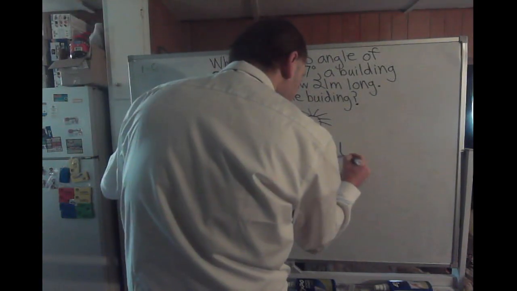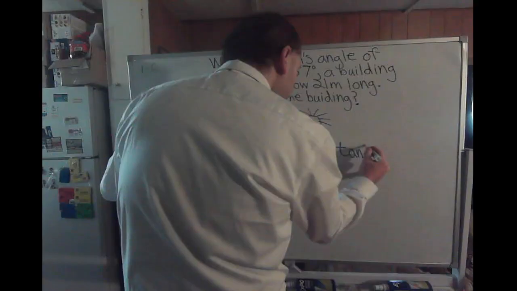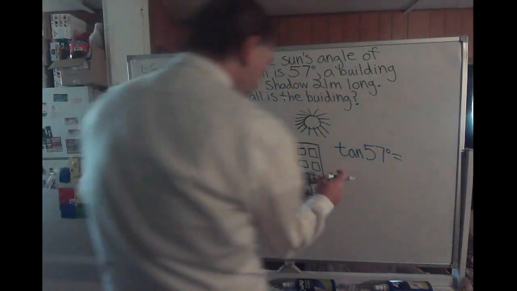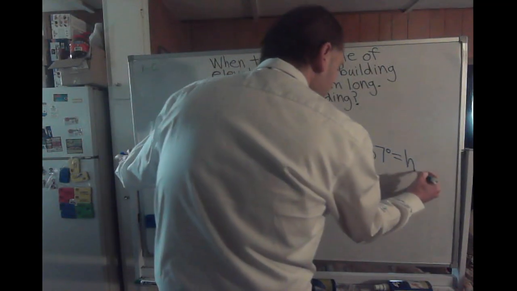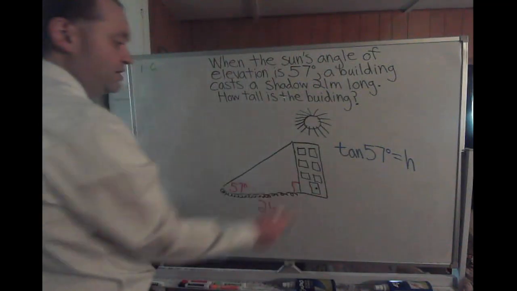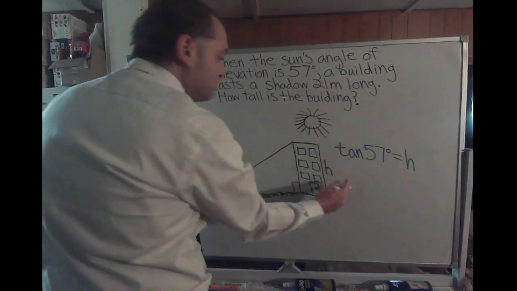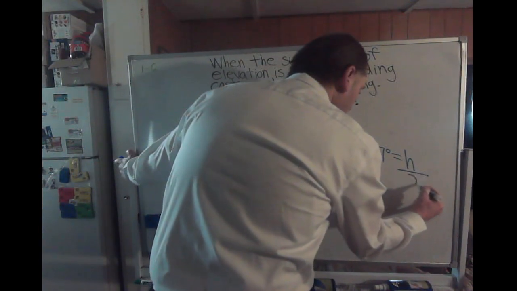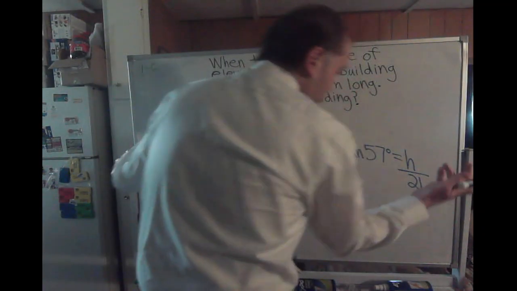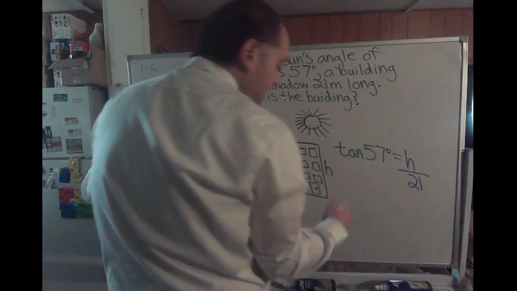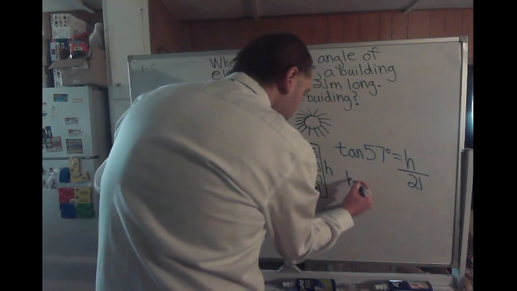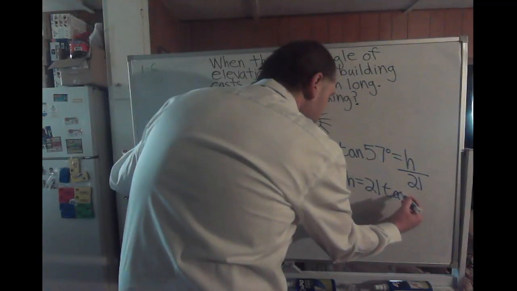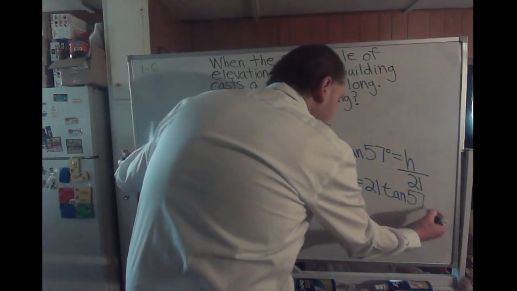So you're going to set this up as the tangent of 57 degrees is equal to, we'll say the height, which would be h. We'll call the h here the height. In fact, I'll even put an h next to the building because we're trying to find the height of the building. It'd be h over 21. It'd really be 21 meters, but the answer will be in meters. So then to solve for the height, that's going to be equal to 21 times the tangent of 57 degrees.